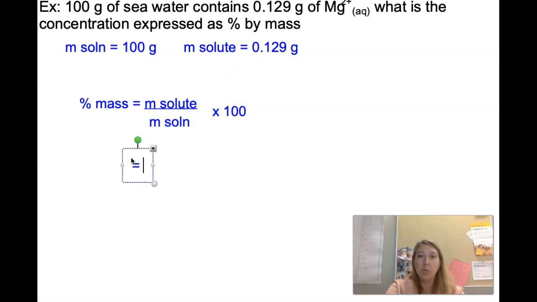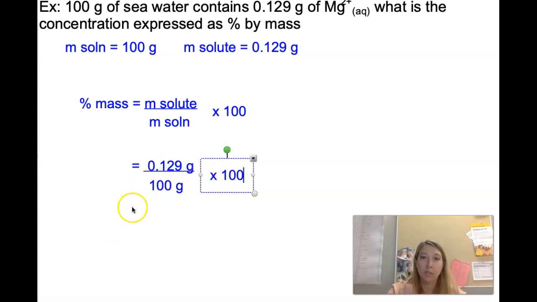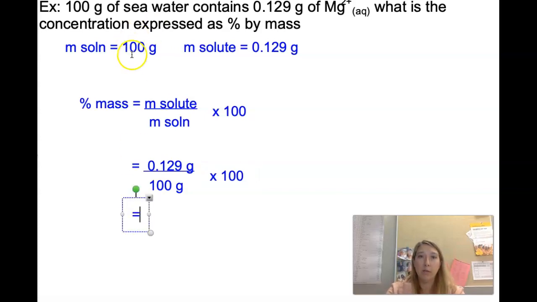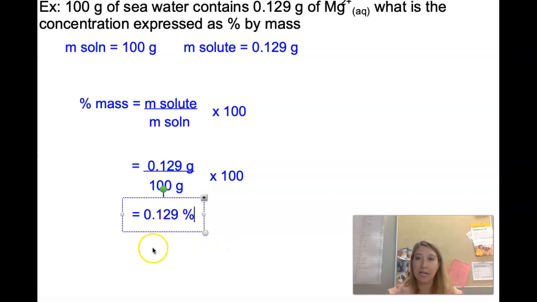So this is equal to 0.129 grams divided by 100 grams, and then times our 100 to get that as a percent. Significant digits: this had 3, this has 3, so our answer gets to have 3. 0.129 divided by 100 times 100, we don't need a calculator for this, is going to be 0.129%. The only way we're really going to change this question up is maybe to give you the percent and the mass of the solution and ask you to determine the mass of the solute. We could change what we give you and make you rearrange the equation, but for the most part, it's relatively straightforward.